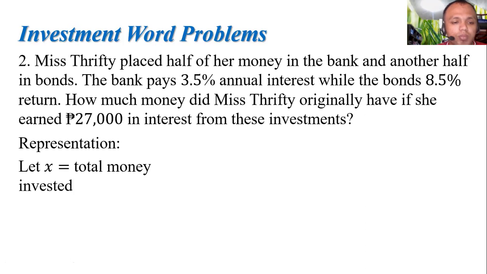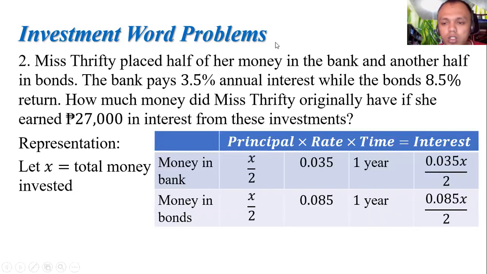Again, let X be the total money invested. So here, ito yung table natin. Yung money in bank, yung principal amount niya is X over by 2. Then money in bonds is X over by 2. Paano naging X over by 2 sila parehas? Kasi nga, divided into 2 yung original money niya. Okay? Hinati natin kaya nag-X over by 2.